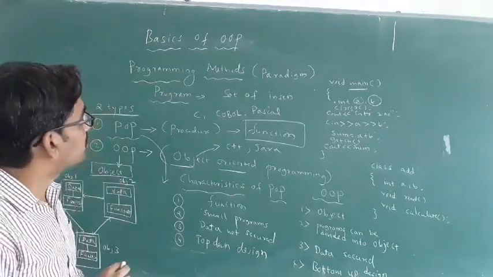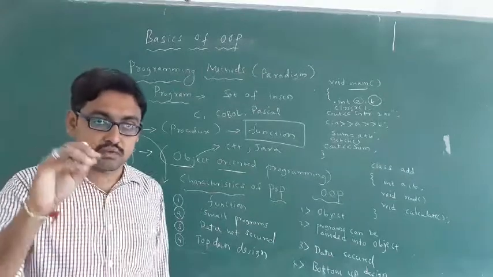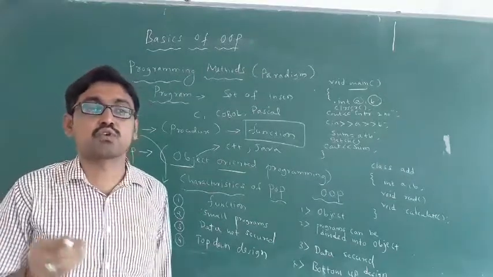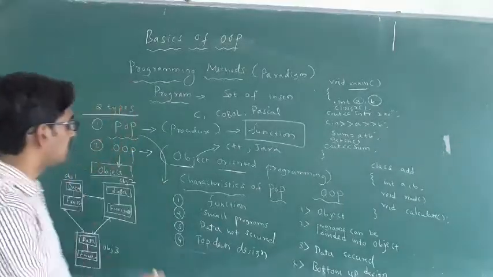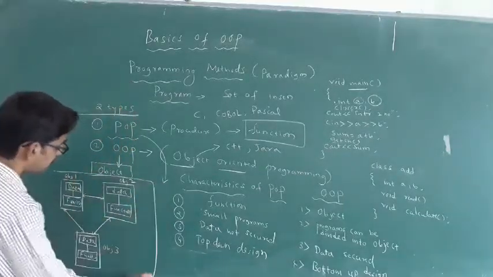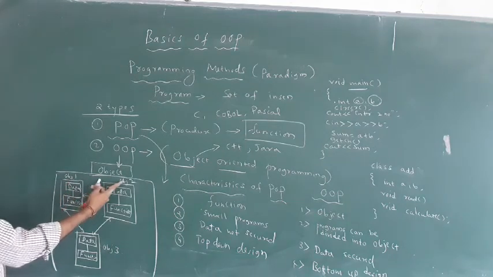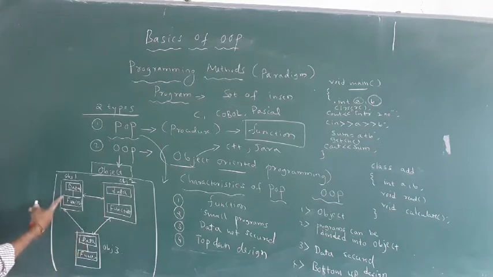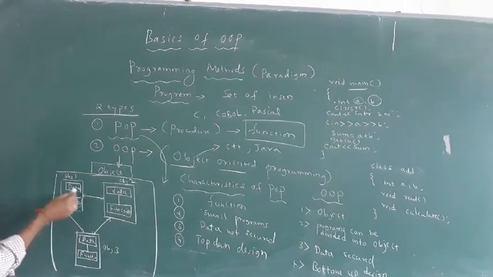One thing you have to remember: in an object oriented programming language, the program must use objects. Objects means what? It contains data and functions. This is the structure of an object oriented programming language. Here is one object, this is the second object, this is the third object. The objects communicate with each other. Each object contains data and functions.